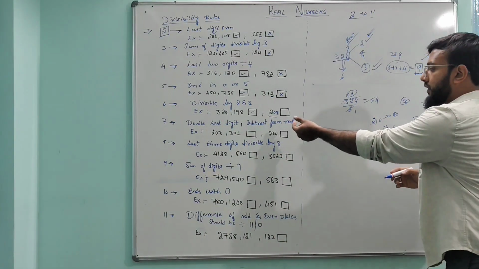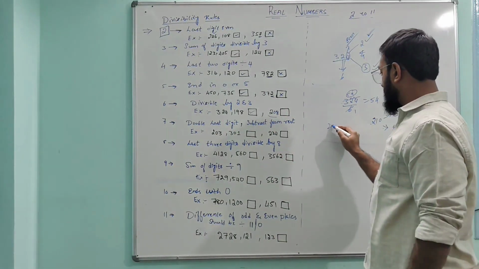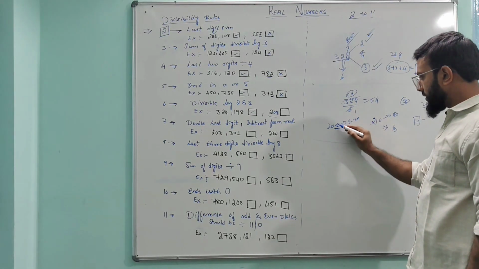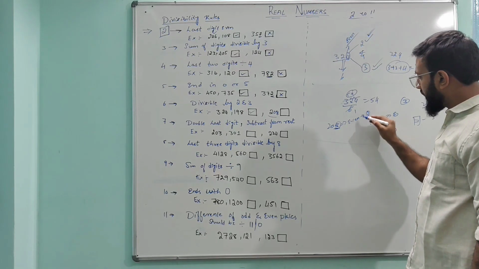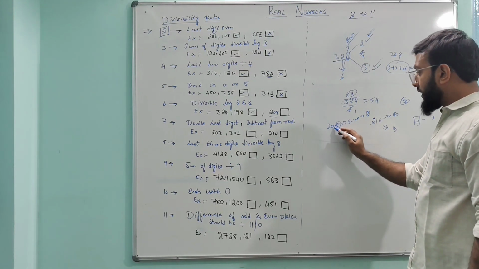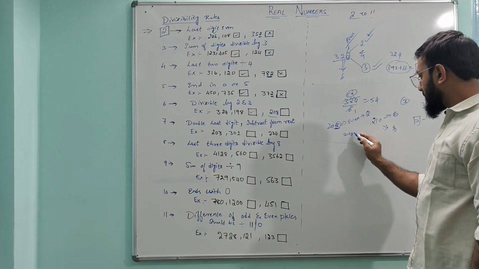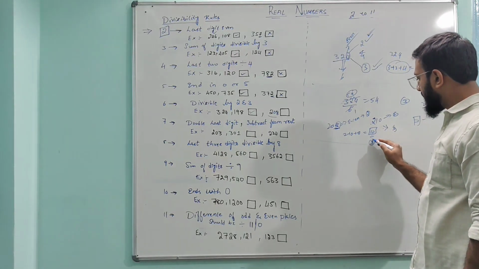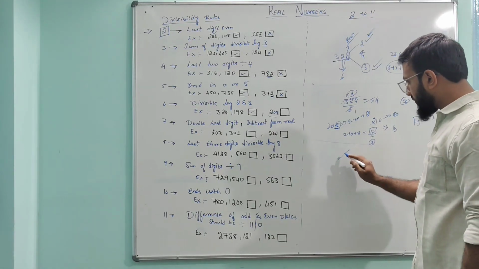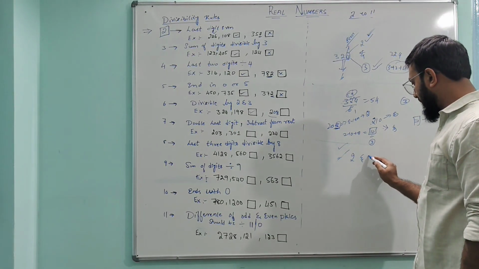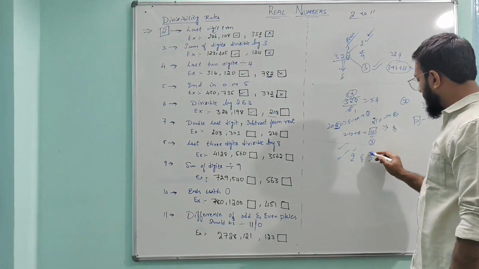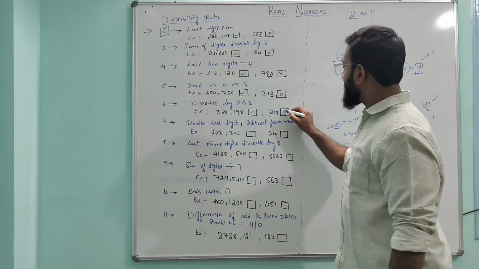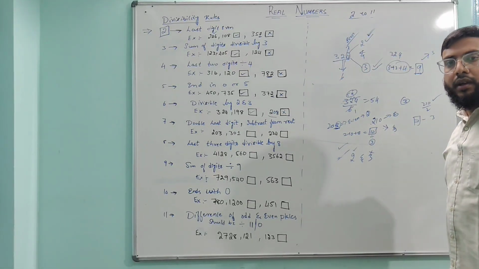Now, if you see the even number 208, the unit place is an even number, so it is divisible by 2. Then add up: 2 plus 0 plus 8 is 10, but 10 is not divisible by 3. In the condition of satisfying 2 and 3, 2 is getting satisfied, but 3 is not. Hence, the given number 208 is not divisible by 6. Clear?